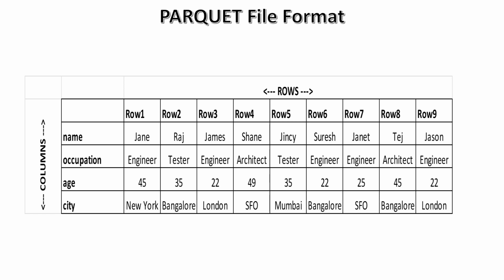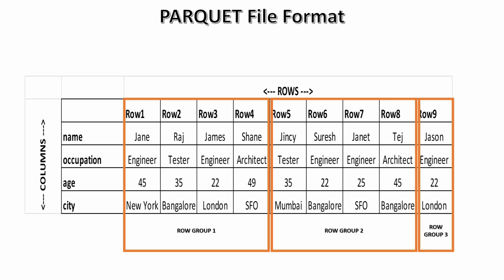Now let us look into the Parquet file format. Parquet is a columnar file format, but it is a bit different from the pure columnar file format. It is somewhat like a hybrid of columnar and the row-based file format. Here we have a logical partition of row groups. A row group is nothing but values of a limited number of rows stored together.